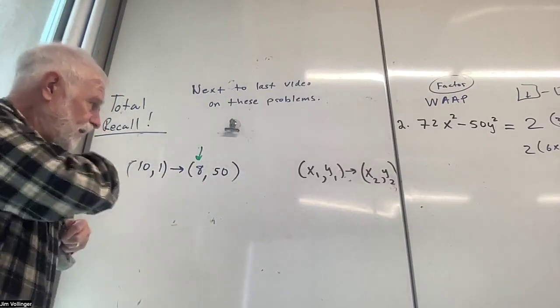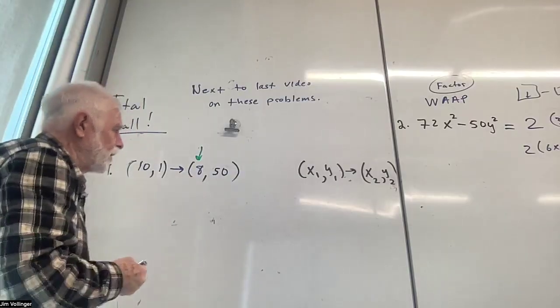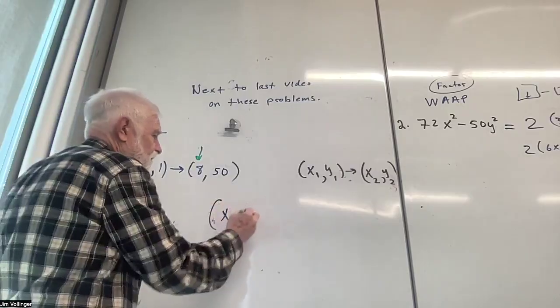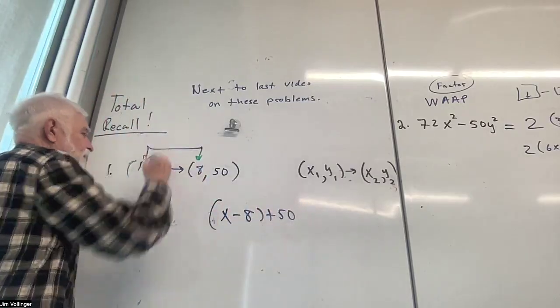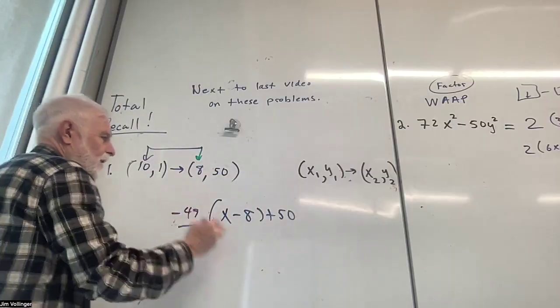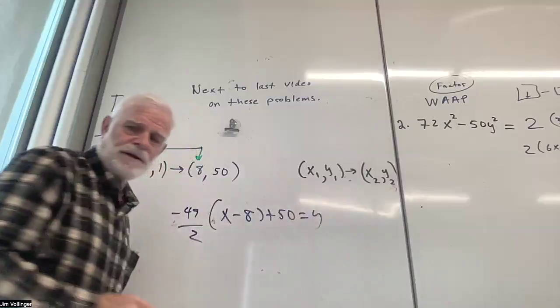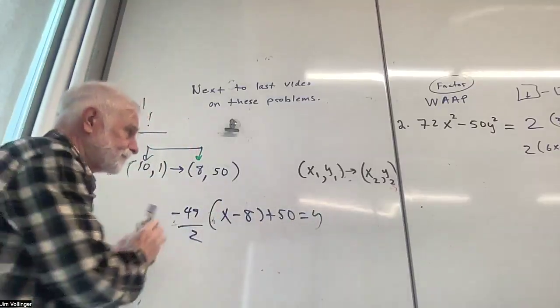So I like to take the second one. Otherwise, we've got a change in x that's negative. I want to avoid even thinking about it. So x minus 8 plus 50 is how I would start that. And then I can say, how do you get from 8 to 10? Change by 2. How do you get from 50 to 1? Down 49. And there is our first problem done. Hope you can just write that on your answer key.